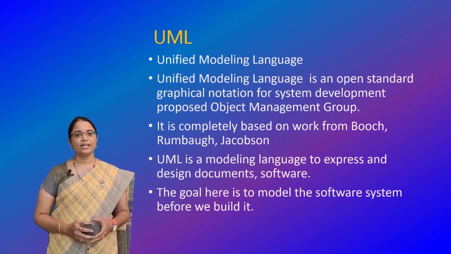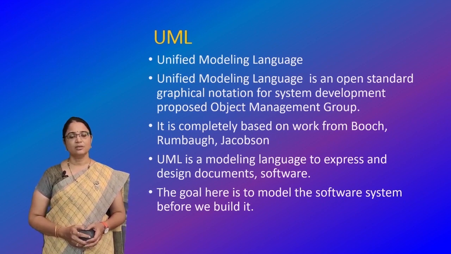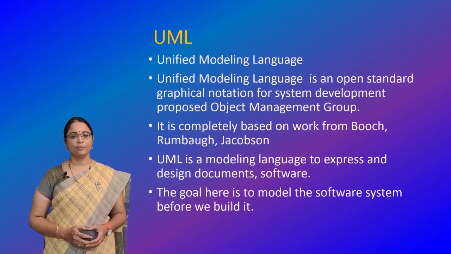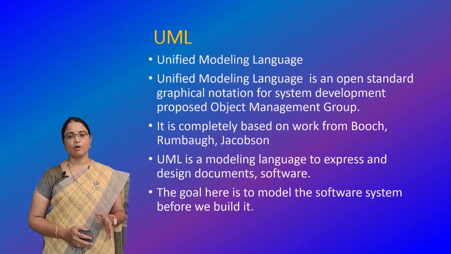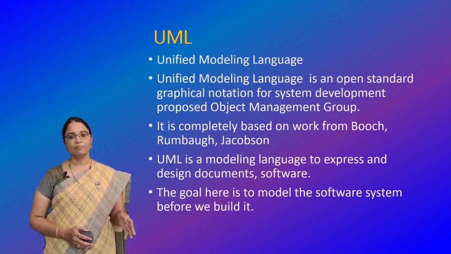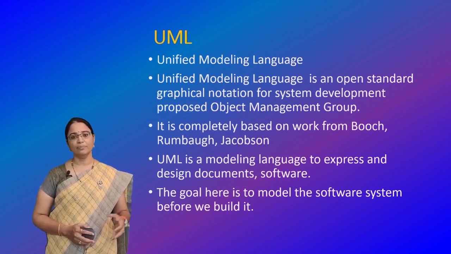Unified Modeling Language is a graphical language for modeling and developing software systems. The UML diagram becomes a common work product for developers to use to discuss all the phases of the software development. We have seen in the first unit the phases of software development, and UML is used for all the phases in the software development. It means requirements gathering and analysis, design, implementation, testing, deployment and maintenance. The goal here is to model the software system before we build it.